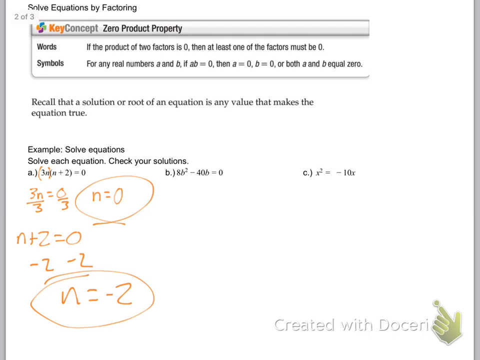Next problem, you guys have to actually factor. So, it's not too bad. What's the greatest common factor between 8b squared minus 40b? 8 and b. What would be left over, guys? Divide 8b out.